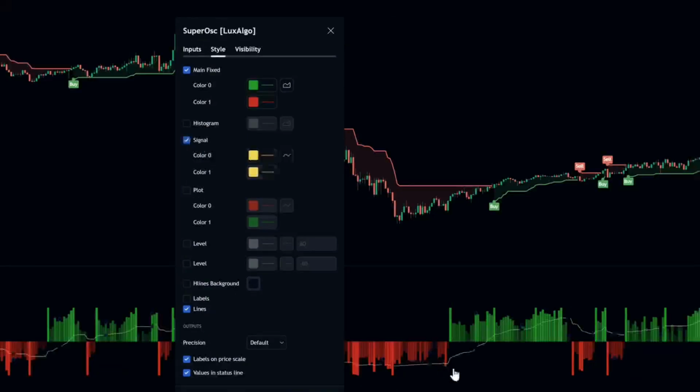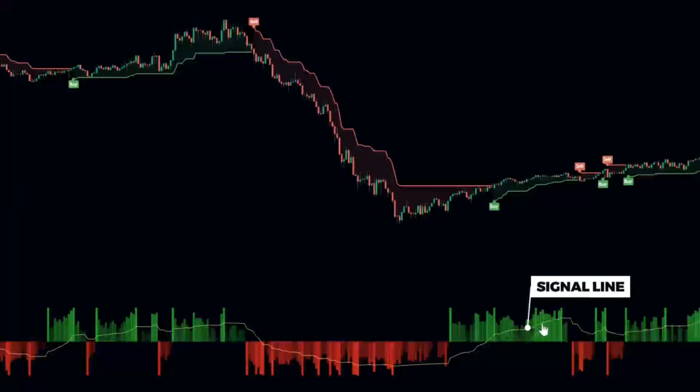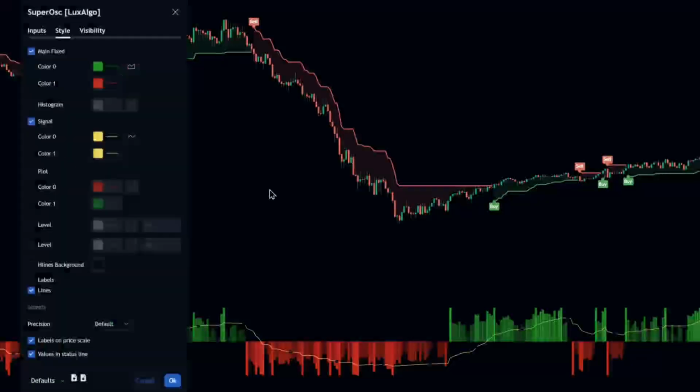Next, we have the signal line. This yellow line traversing the indicator window is a smooth version of the main oscillator, helping identify trend direction and strength more clearly. Then we have the histogram.